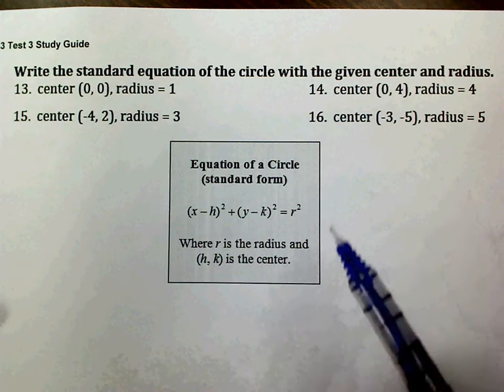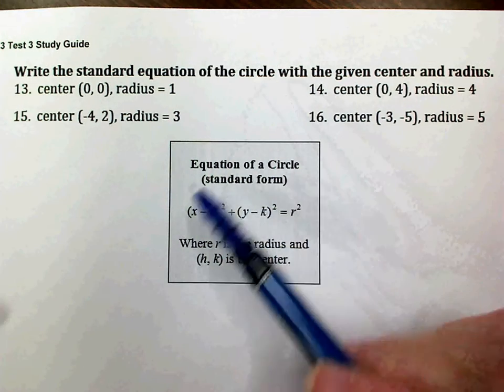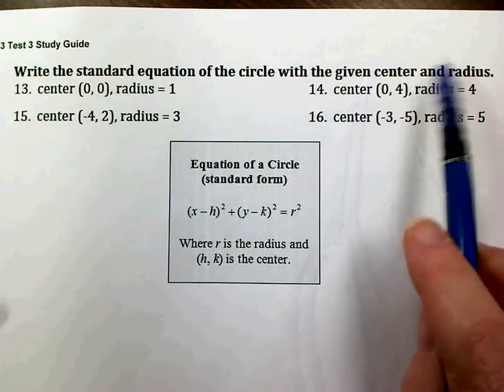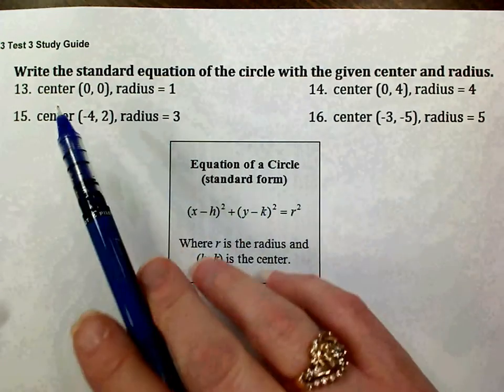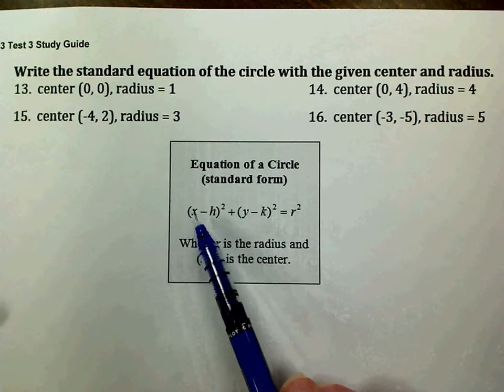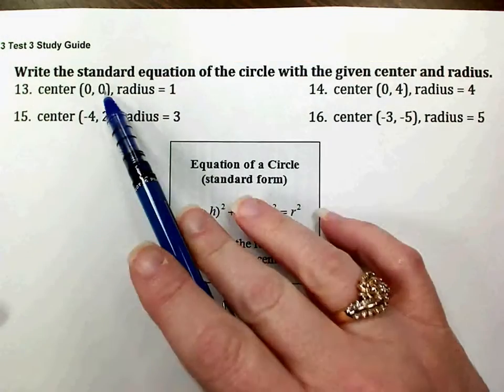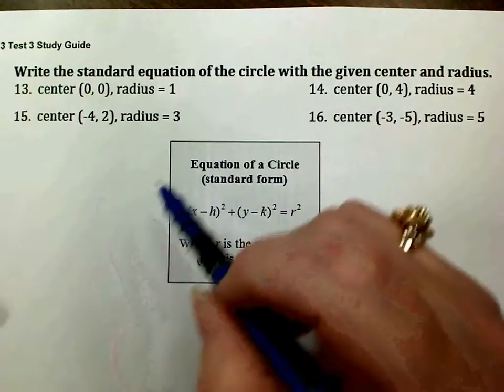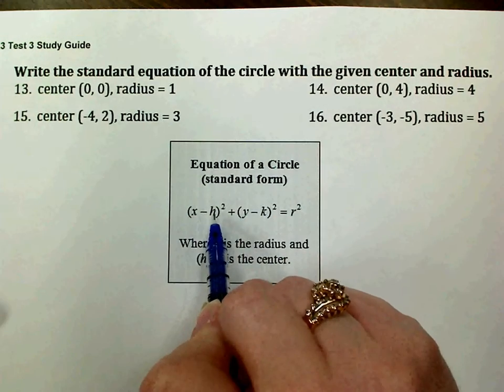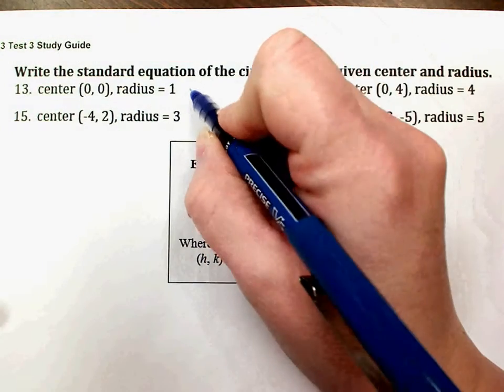For 13 through 16, we're writing the equation of the circle in standard form, given the center and the radius. So remember, when you put the center in, it's subtraction. It's x minus the h value and y minus the k value. So for number 13, when you have x minus 0, remember that'll simplify to just x.